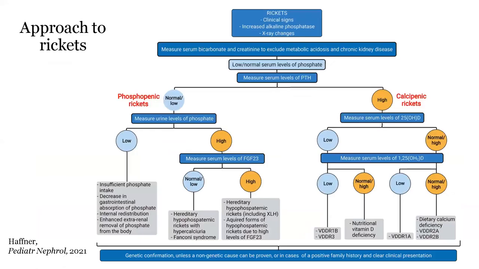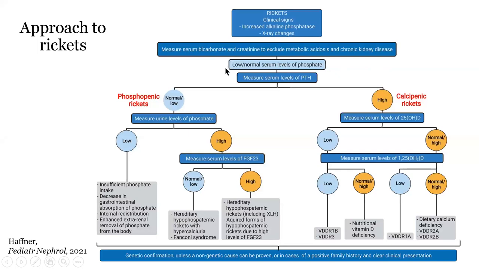So coming to the algorithm, now that we have gone through various kinds of rickets beyond nutritional rickets, a simple algorithm which we can follow is: whenever there is raised ALP and there are X-ray changes in a child, you first of all measure the serum bicarbonate and creatinine. Why? To exclude chronic kidney disease or to exclude any RTA at this level.